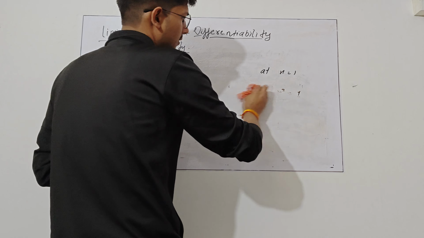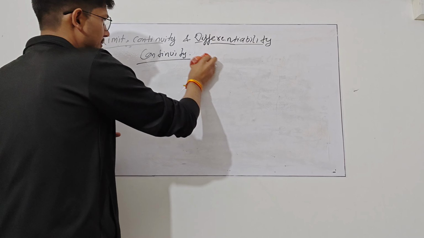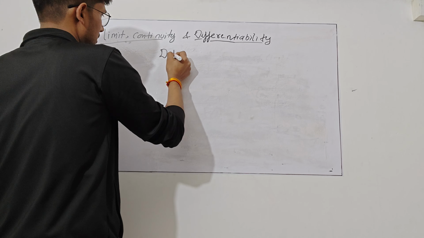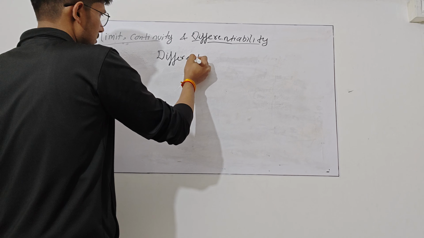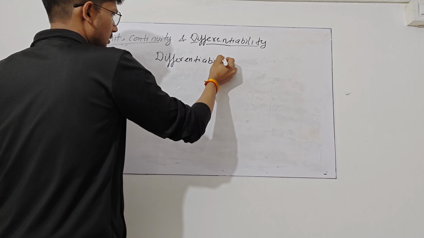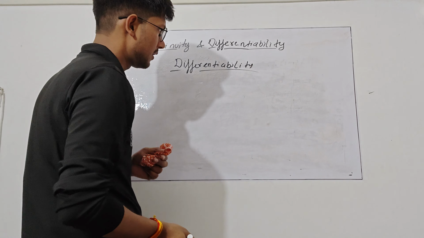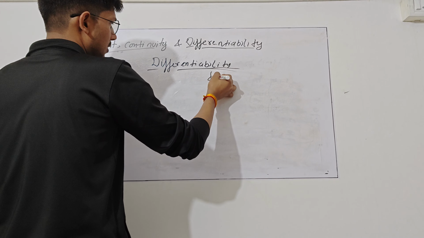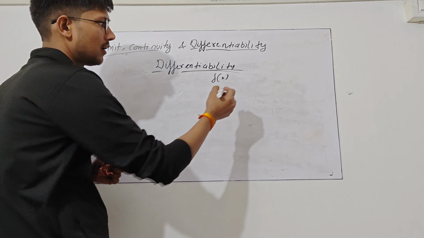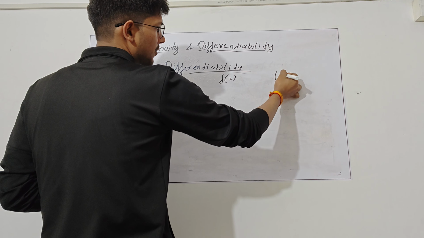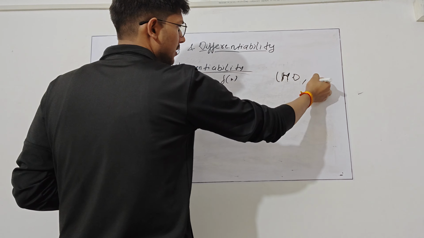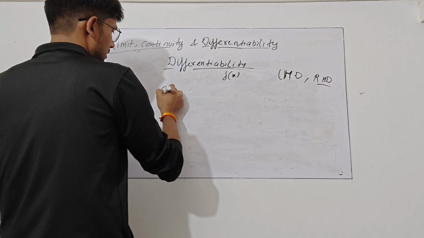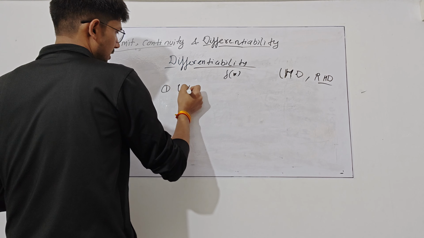So now we study differentiability. After continuity we study differentiability. We find differentiability also with the help of limit. So for differentiability we have a function f of x. We also find LHD, left hand derivative, and RHD, right hand derivative. So first left hand derivative, LHD.